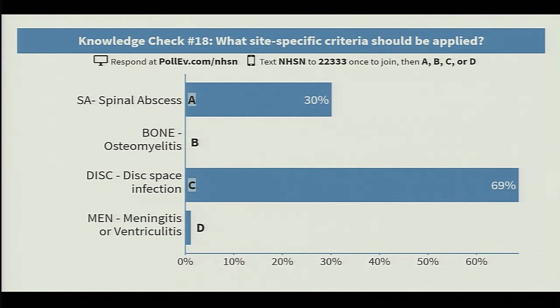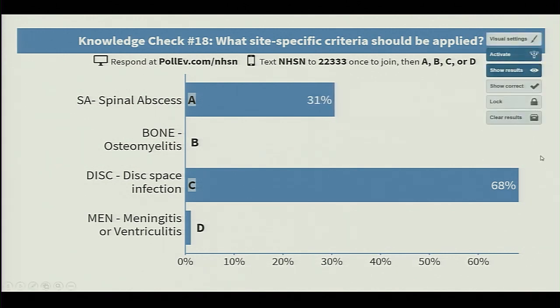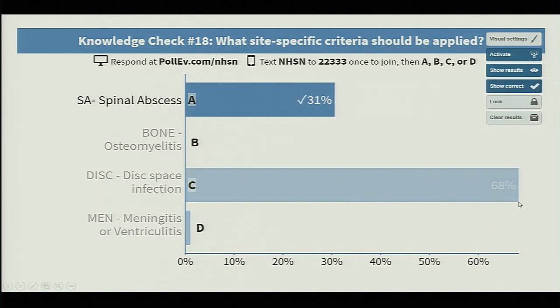Okay, I'm going to close this out. Okay, the correct answer is A, spinal abscess. I didn't mean to be tricky. I honestly didn't.